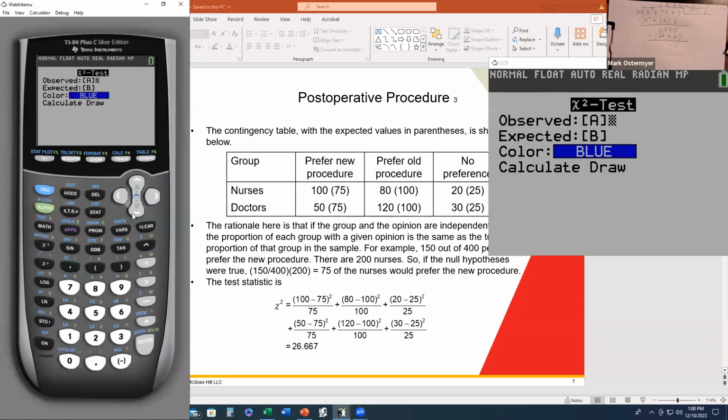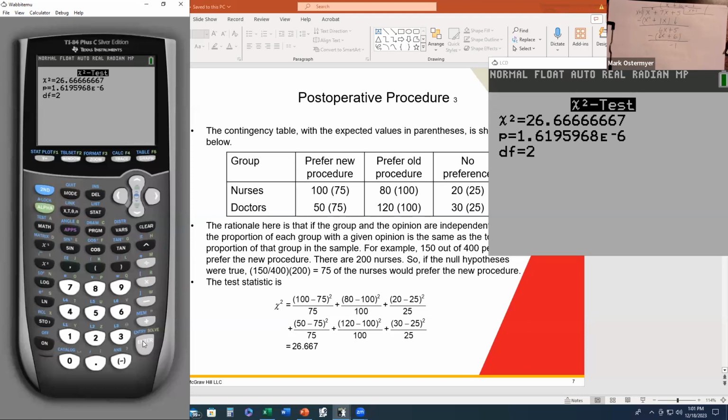And there we go. Notice your expected frequencies are automatically going to be computed behind the scenes very quickly, those 6 expected frequencies. And they're going to be thrown into matrix B. We're ready for the test. Just go down to calculate, and here we go. Boom, the test has been done. Your test statistic is 26.666666667.